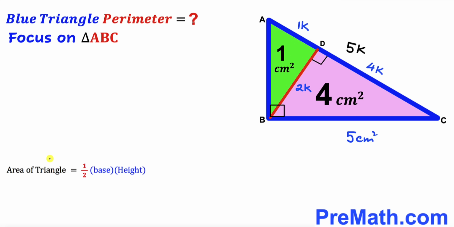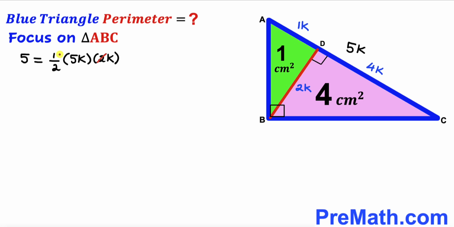Let's go ahead and fill in the blanks in this formula. So our area for this triangle, 5, equals a half times our base, 5 times k, times the height, 2 times k. And here we can see this 2 and 1 divided by 2 cancel each other out. So therefore we end up with 5k square equals 5. And now I'm going to divide both sides by 5. So therefore our k square value is going to be equal to 1.